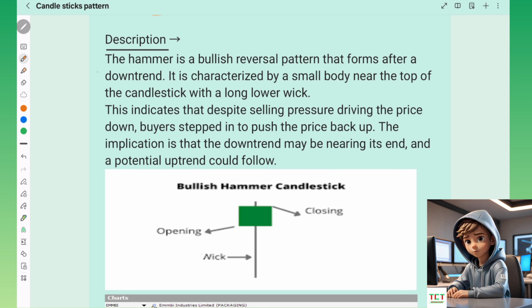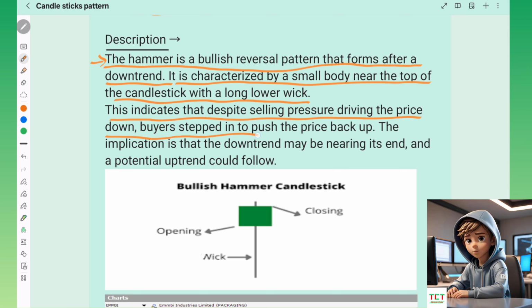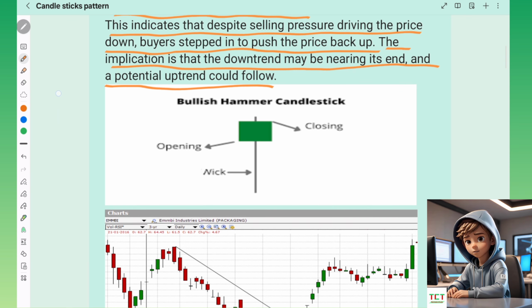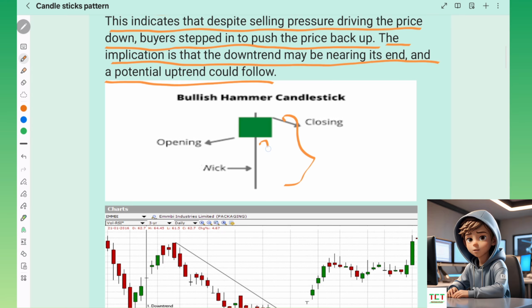So, as written here, the hammer is a bullish reversal pattern that forms after a downtrend. It is characterized by a small body near the top of the candlestick with a long lower wick. This indicates that despite selling pressure driving the price down, buyers stepped in to push the price back up. The implication is that the downtrend may be nearing its end, and a potential uptrend could follow. This is how this looks, a long wick and a small candlestick body.